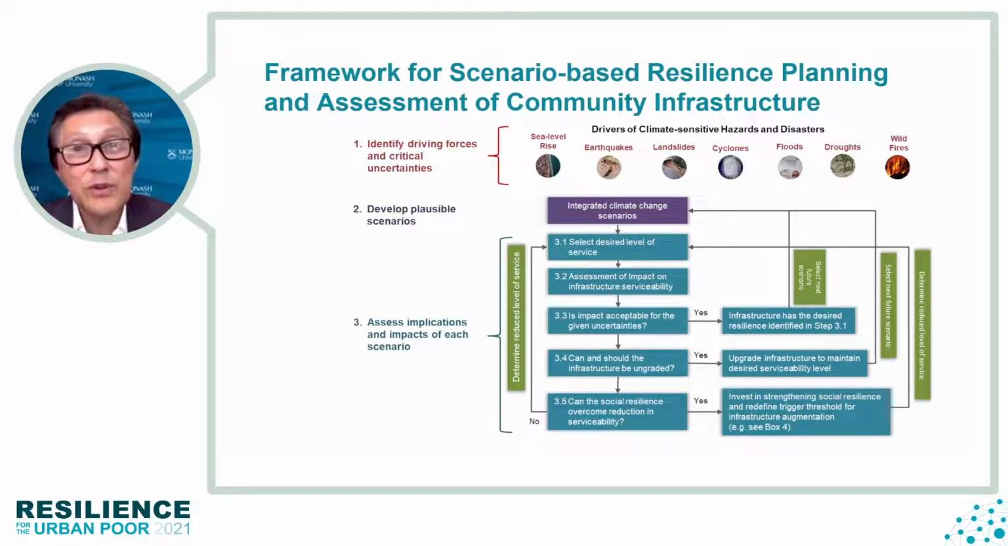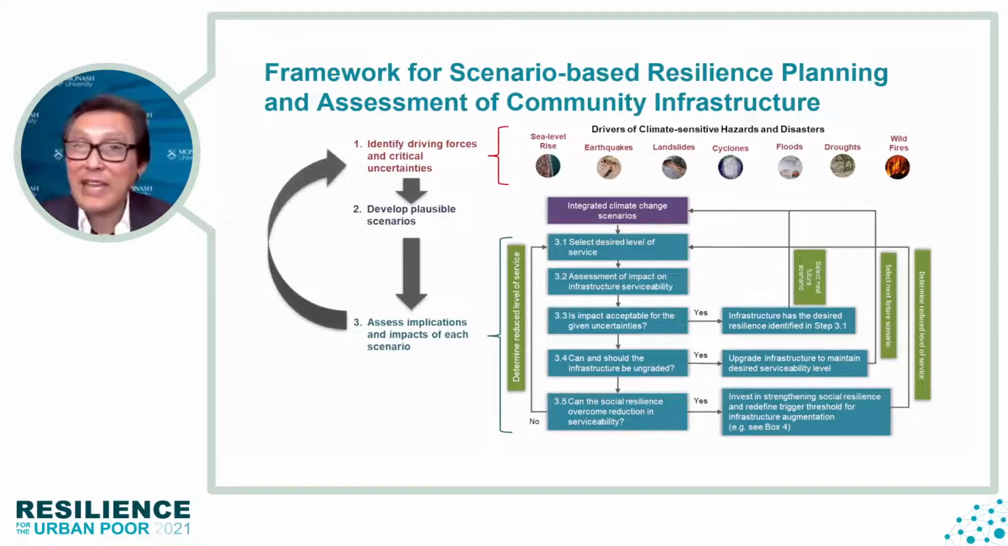And so we're moving into what we call scenario planning, whereby there could be any number of potential climate sensitive hazards and disasters. We need to be able to consider and perhaps develop a suite of potential climate change scenarios or disaster scenarios that look at the combination of these effects. And for each of those scenarios, we need to assess the implications and the impact on our community infrastructure and basically test whether our community infrastructure can withstand or can maintain a level of service to the community under those conditions. And this is what I'd like to go through with you.